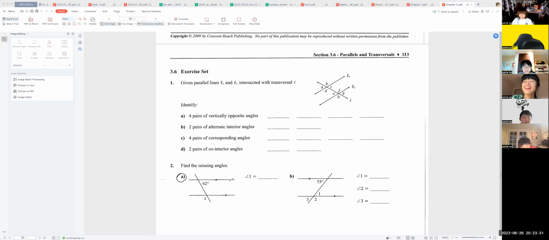Okay, so let's take a look at this one. Because this one is 62, so this one is 118, so this one is 118 as well. Very good. Okay, so now let's take a look at 1, 2, and 3. Everybody, take a look at this.